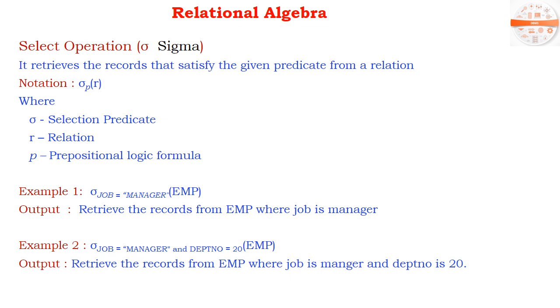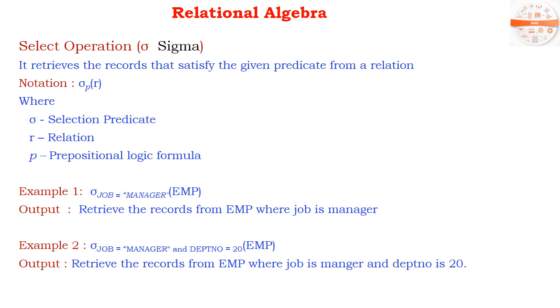First, let's start with the select operation. It is represented by sigma. It retrieves the records that satisfy a given predicate from the relation. So the notation is sigma, followed by a propositional logic formula, followed by the relation. For example, to retrieve the records from employee where job is manager, how do we represent it? Sigma, followed by the condition job equal manager, followed by the relation name employee.